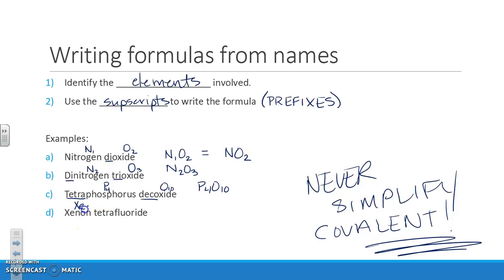So we have xenon, and then we have fluorine. All right, how many xenons? We have 1. How many fluorines? We have 4. So we write this as XeF4. And that should be good to go.